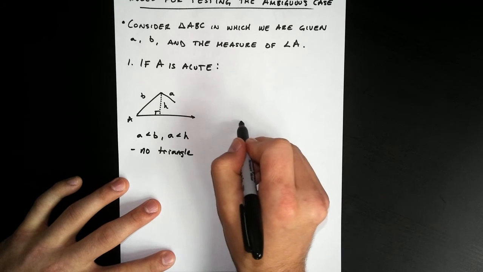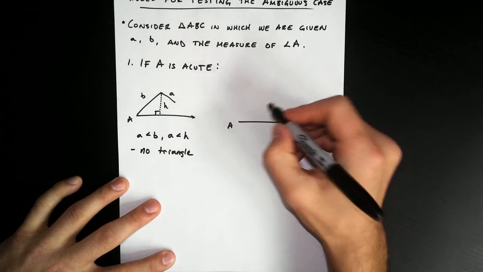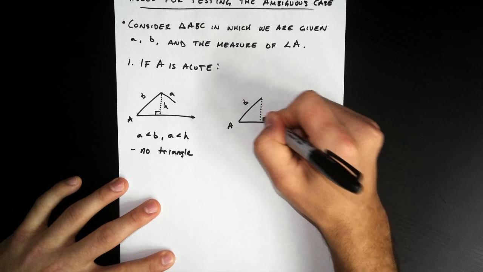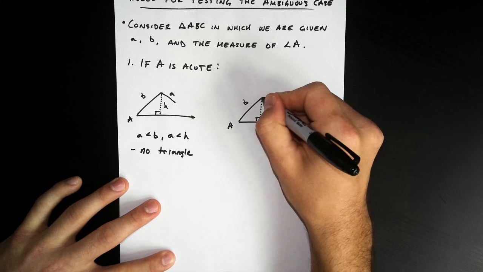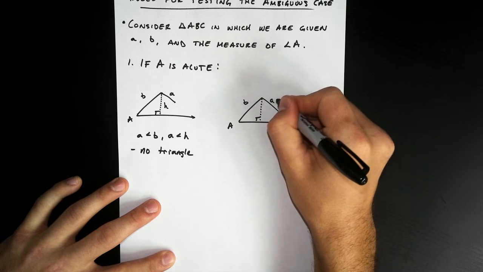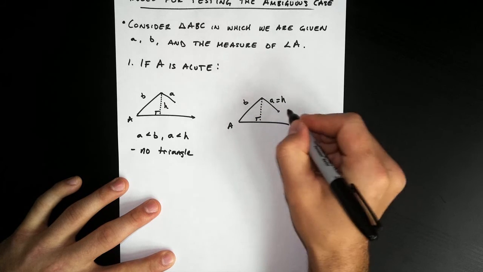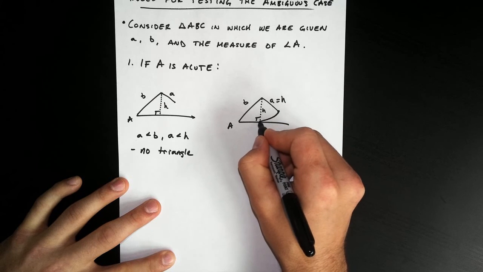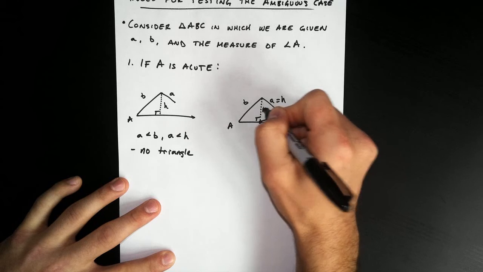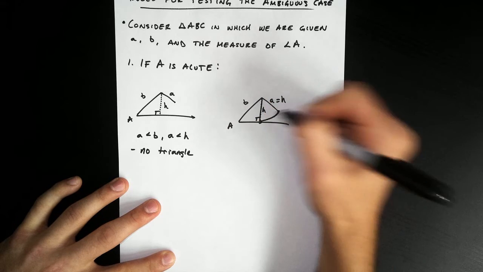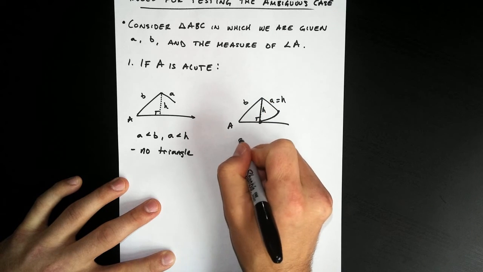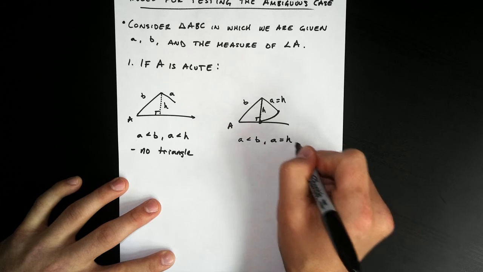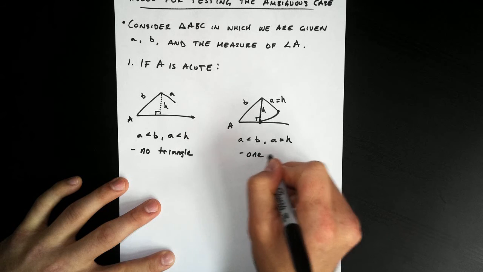Our second possibility, if we make A a little bit longer, and now A is exactly the same as H, when we swing this down, it is going to meet in exactly one spot, and we're going to have just the one right triangle. So here A is less than B, but now A is the same as H, and we get one triangle.